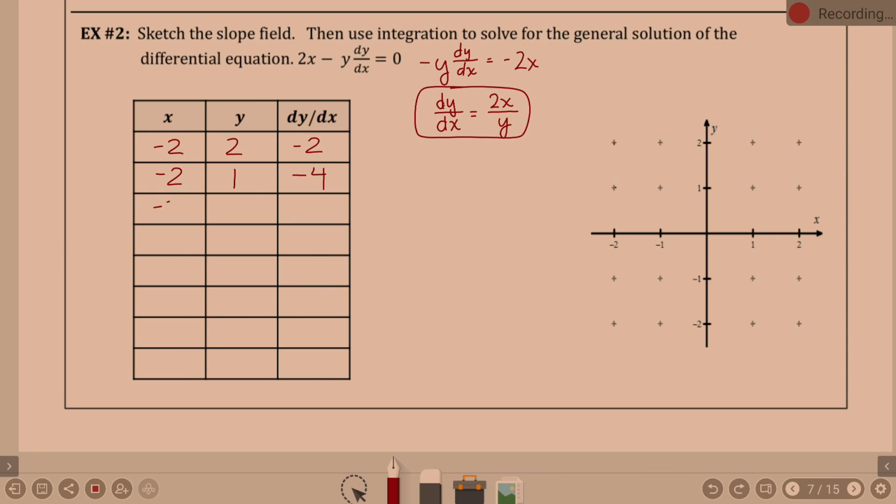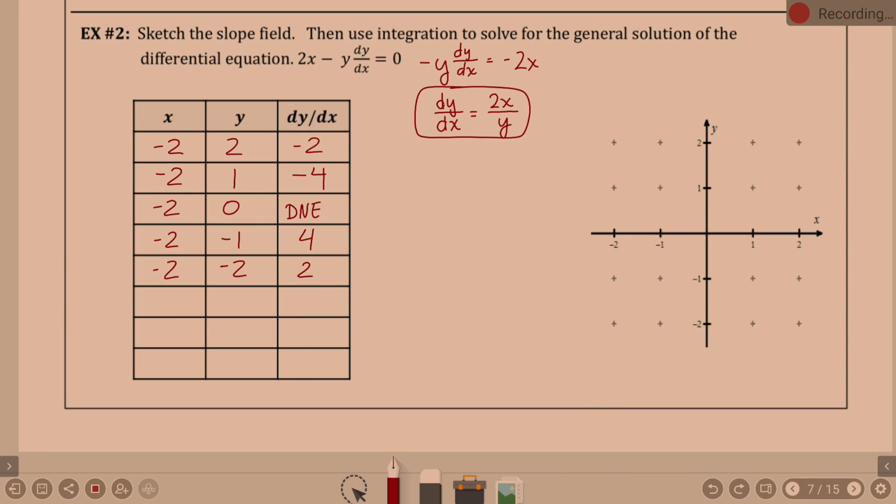Let's go ahead and plug in negative 2, 0. All of a sudden we get a dividing by 0. So it is a D and E. What about negative 2, negative 1? Positive 4. And negative 2, negative 2. Okay, you see a pattern there? Yep. Okay.